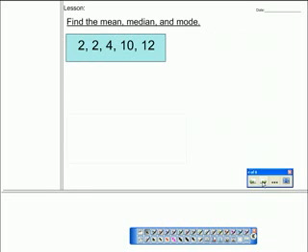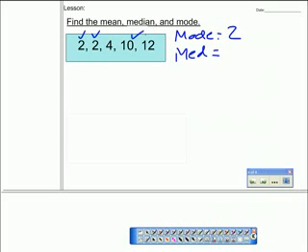First thing I like to do is to find the mode, because it's the easiest thing to pick out. What is the mode for this data set? 2. It's the one that occurs most often. What's the median? How'd you get that? Yeah, just 4. It's right in the middle. 1, 2 on this side, 1, 2 on this side, 4 is right in the middle.